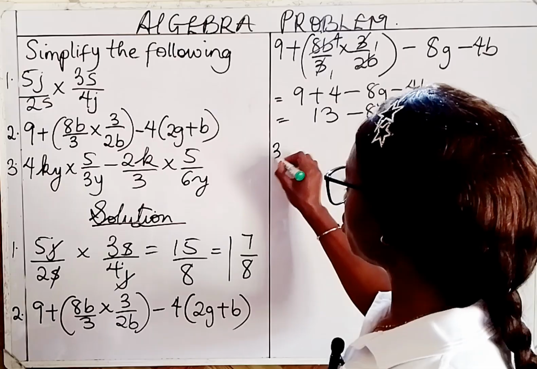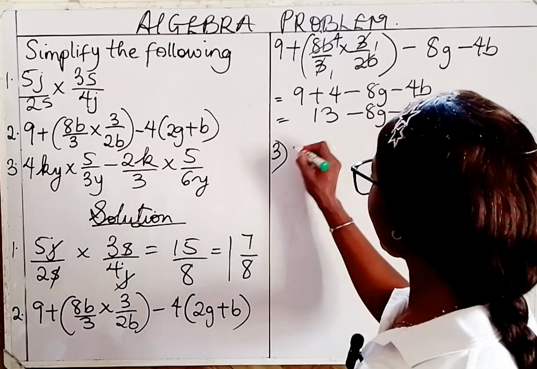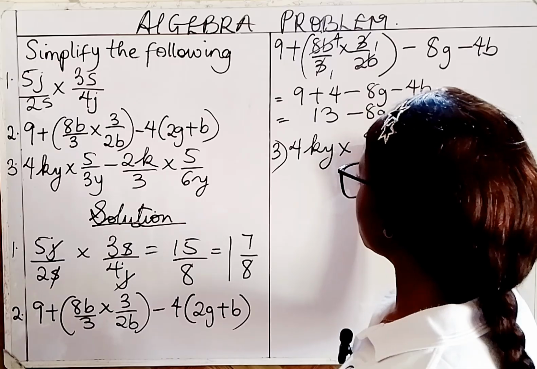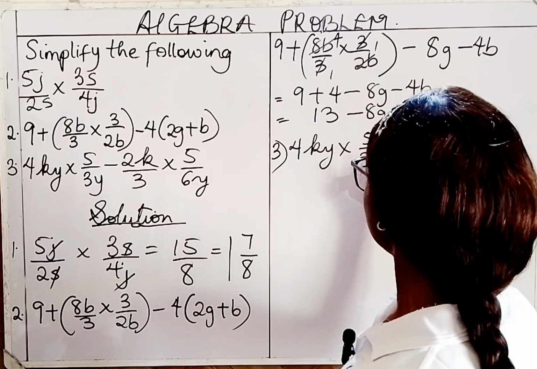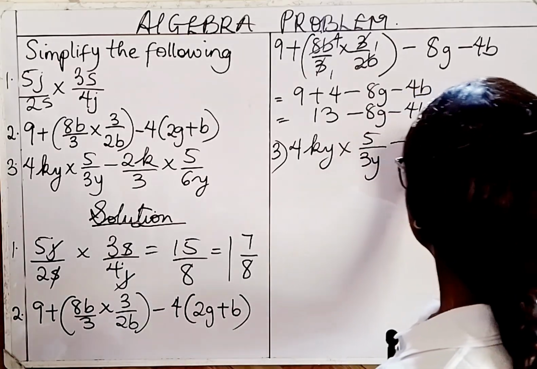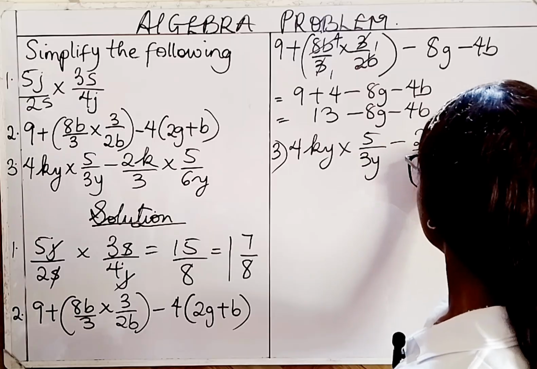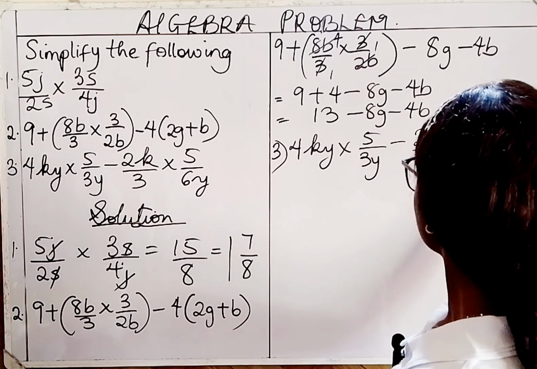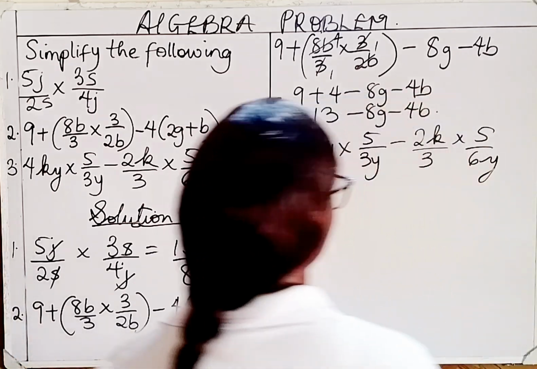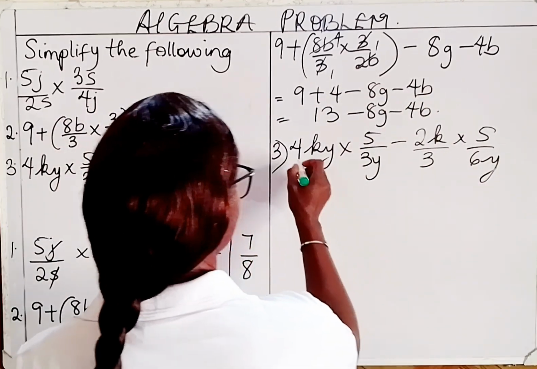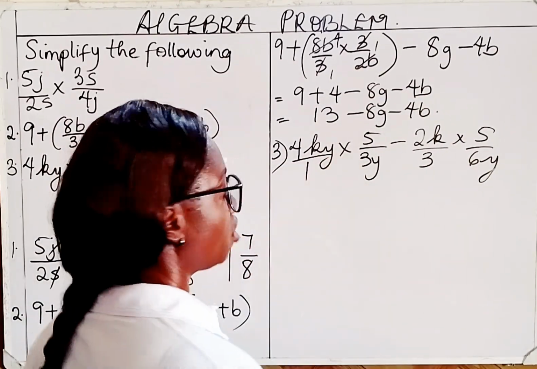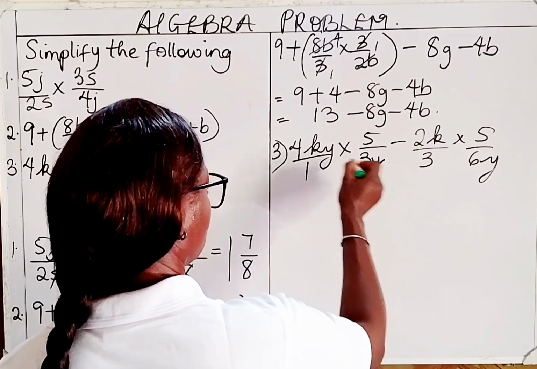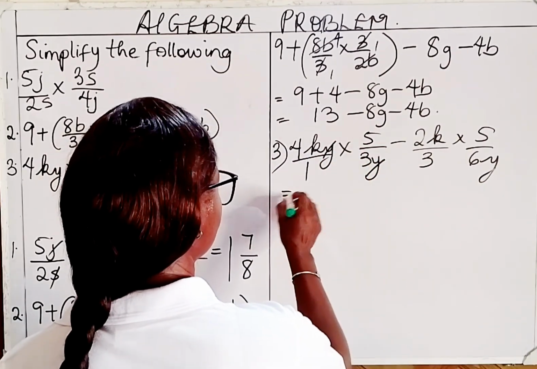Then the next question, question 3, is 4ky times 5 over 3y minus 2k over 3 times 5 over 6y. So from here, we're just going to equate this over 1. Then we take out the like terms, we cross out the like terms, y cross out y here, and we're left with what?